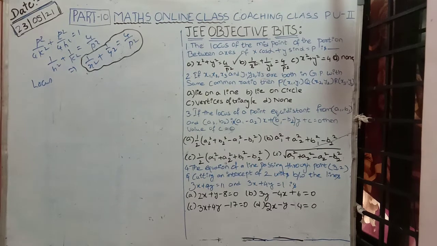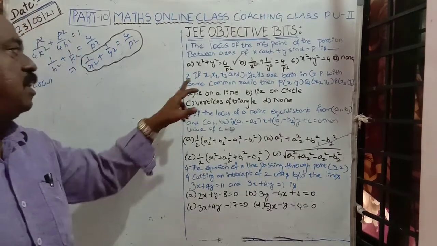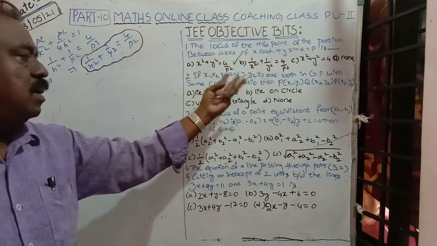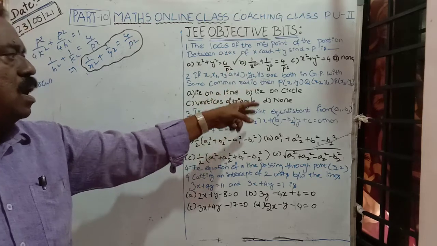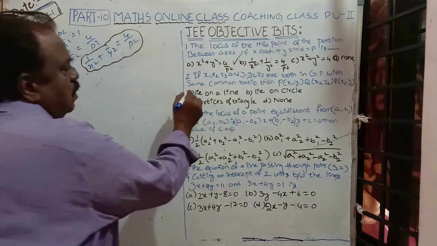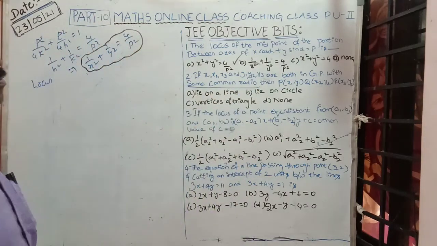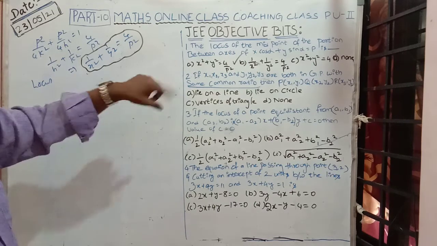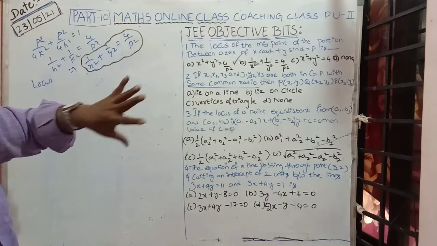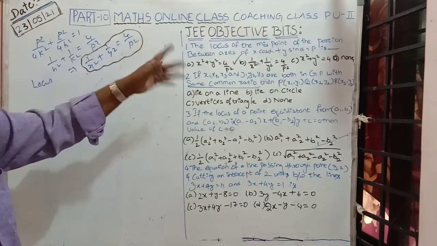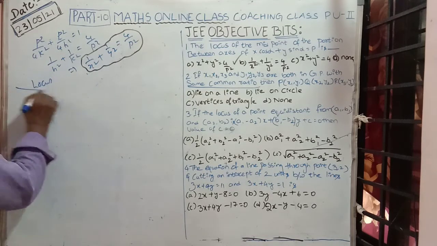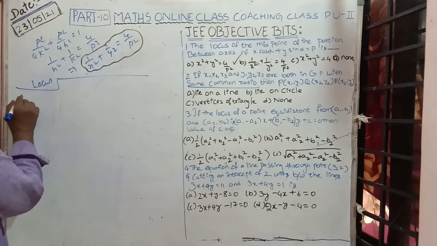Very good concept. Next, the second one: x1, x2, x3 is a set of 3 numbers. Again there is a set of 3 numbers, y1, y2, y3. Both are in GP with the same common ratio. Then the points P (x1, y1), Q (x2, y2), R (x3, y3) are asked to be lying on a line, lying on a circle, or being the vertices of a triangle, like that.